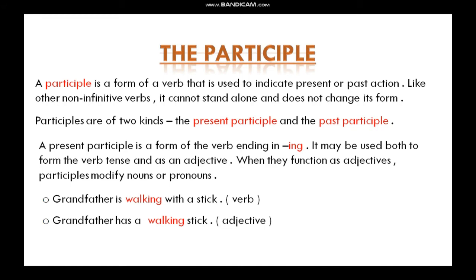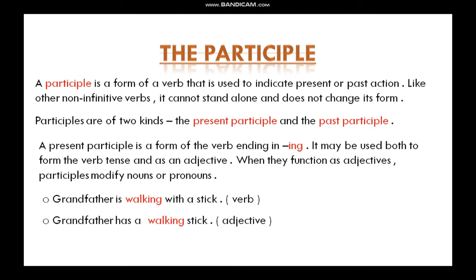Now see the next non-finite verb, that is participle. A participle is a form of a verb that is used to indicate present or past action. Like other non-finite verbs, it cannot stand alone and does not change its form. Participles are of two kinds, the present participle and the past participle. A present participle is a form of the verb ending in ing, means we add ing to verb first form and then it will be present participle form of verb. It may be used both to form the verb tense and as an adjective. When they function as adjective, participles modify nouns or pronouns.